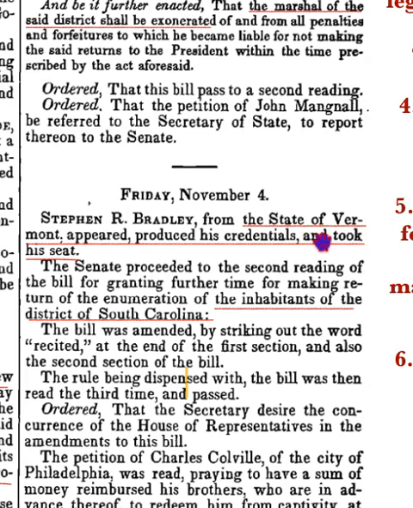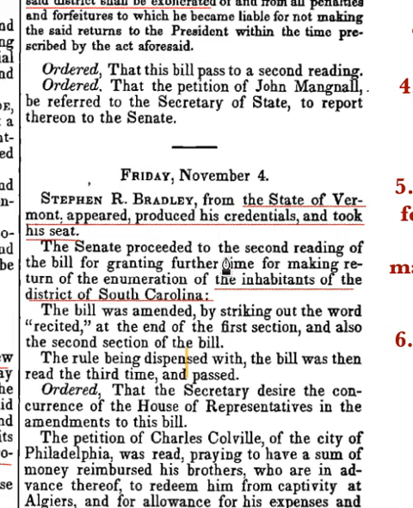Okay, so from the state of Vermont appeared and produced his credentials and took his seat belonging to him. The Senate proceeded to the second reading of the bill, because there has to be a first reading, there has to be a second reading. There has to be a bill, one bill passed. And the bill has a name and the purpose: granting further time for making return of the enumeration of the inhabitants of the District of South Carolina.